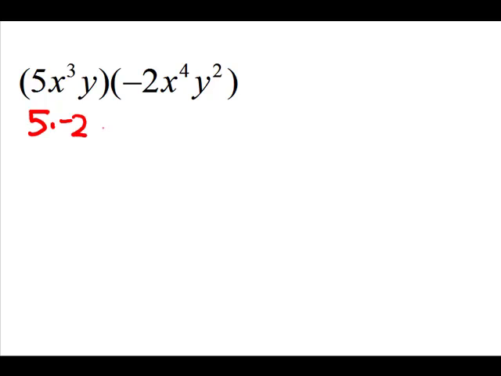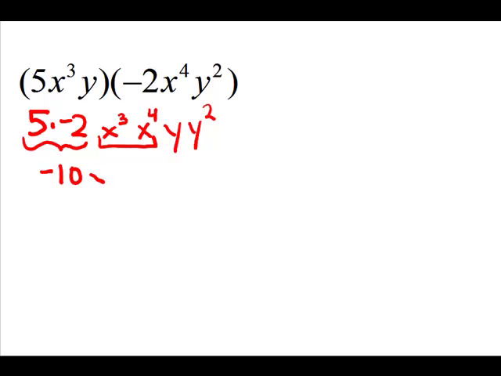So the numbers and the x's and the y's, and then just use our exponent rules going across. So first for our numbers, they're going to multiply. For our variables, we will keep the base and add. And also for the y's, we'll keep the base and add. Don't forget the 1 that is on the first y. And we're done. Negative 10, x to the 7th, y to the 3rd.